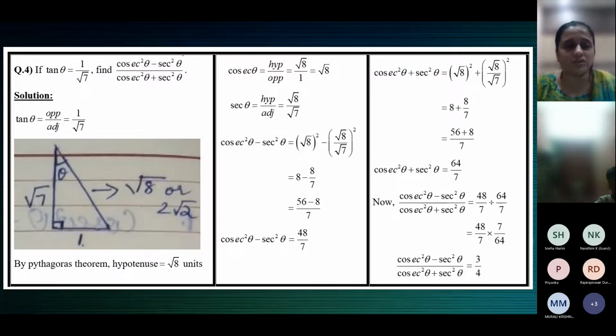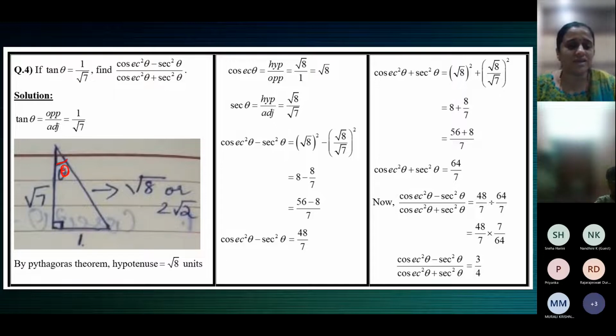We have to find the value of this expression, for which we need the values of cosecant theta and secant theta. From that, you can find cosecant square theta and secant square theta. So we use this in a right triangle. For theta, you can also mark theta here. I have marked theta here.